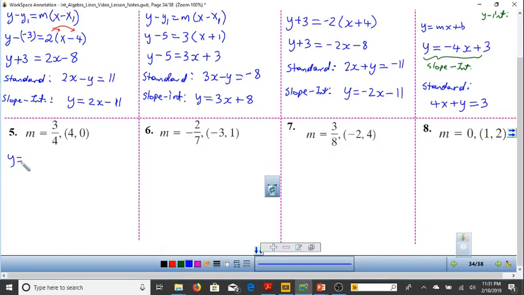y minus y1, so y minus 0 is equal to m times x minus x1, x minus 4. I'll distribute the parentheses, and y minus 0 is just y. So we end up with y is equal to 3/4 x minus 3. That is slope-intercept form.